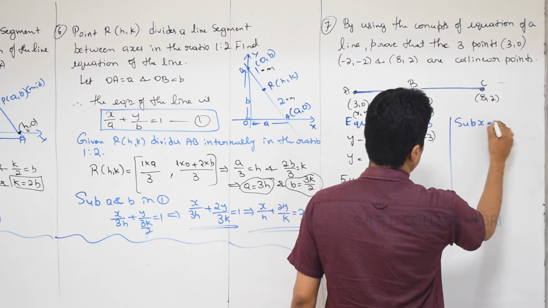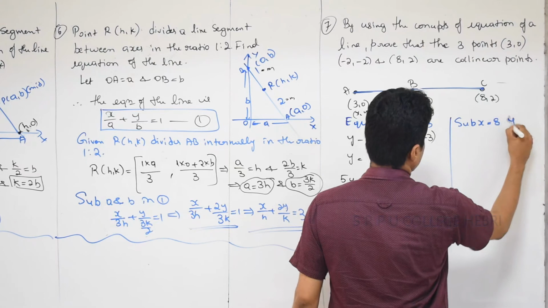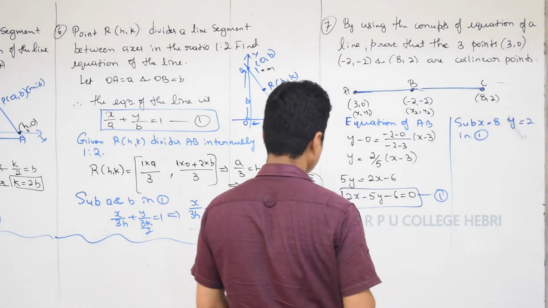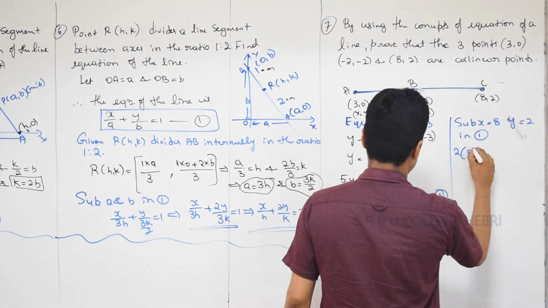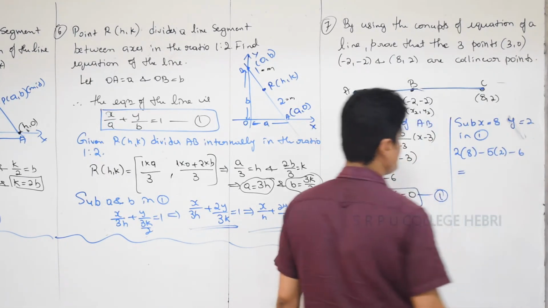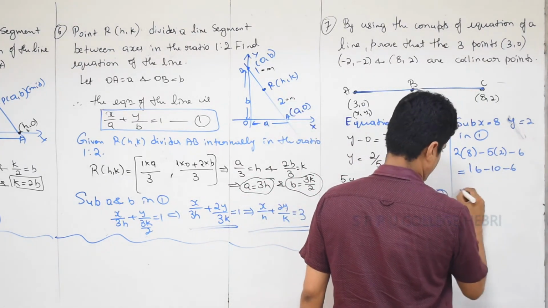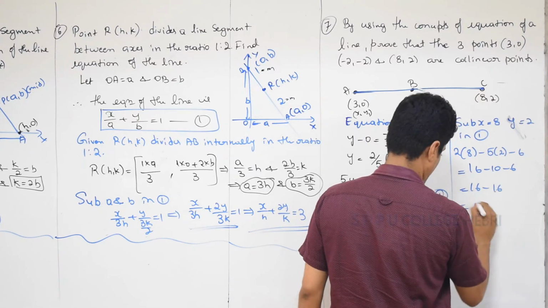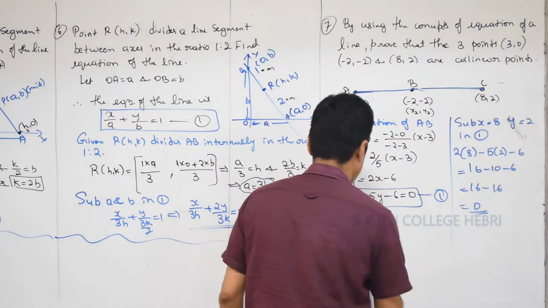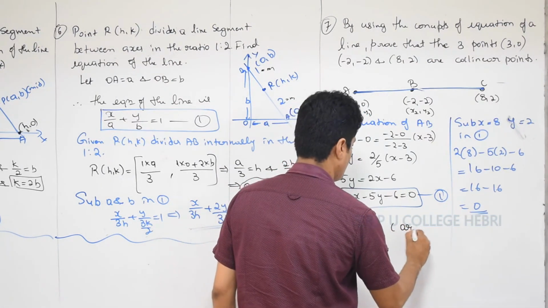Substitute x is equal to 8, y is equal to 2 in 1. Does it satisfy? It should be 0. Is it 0? 16 minus 10 minus 6, 16 minus 16. Yes, it satisfies. The point 8 comma 2 definitely satisfies. Therefore, you can write that A, B, C are collinear.